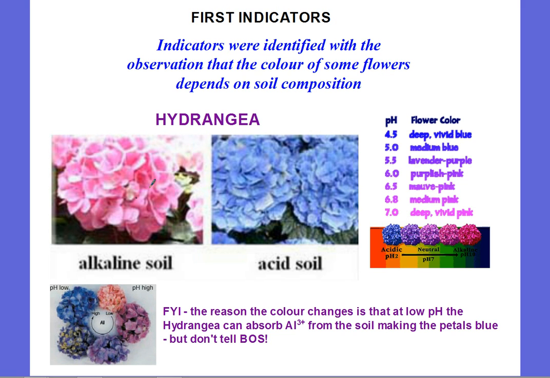In alkaline soil, their flowers are pink, in an acidic soil, their flowers are blue, and depending on the pH, you get a range of colours from pink to blue, right through the purple in between. And this is what inspires science to look at chemicals that maybe change colours in different pHs.